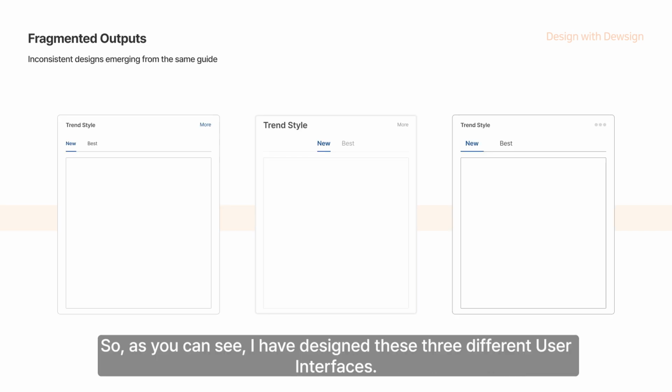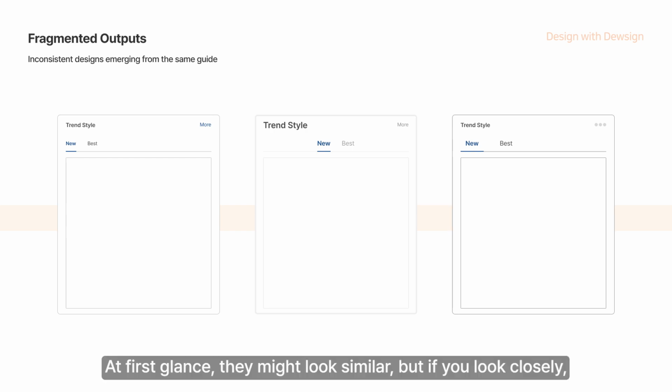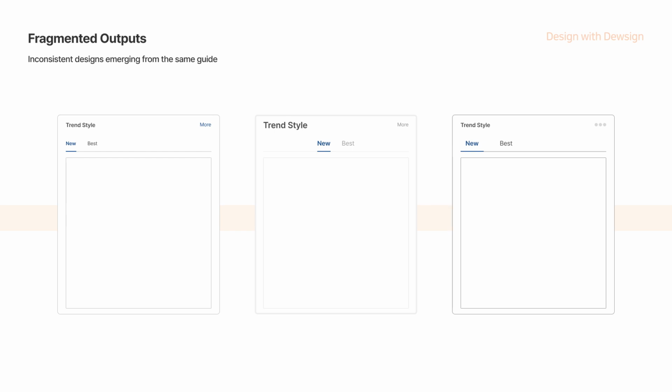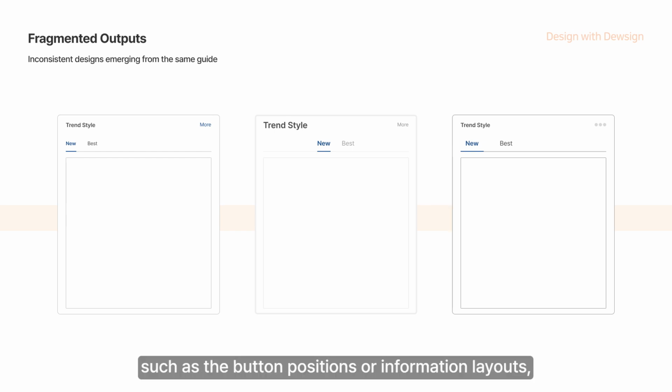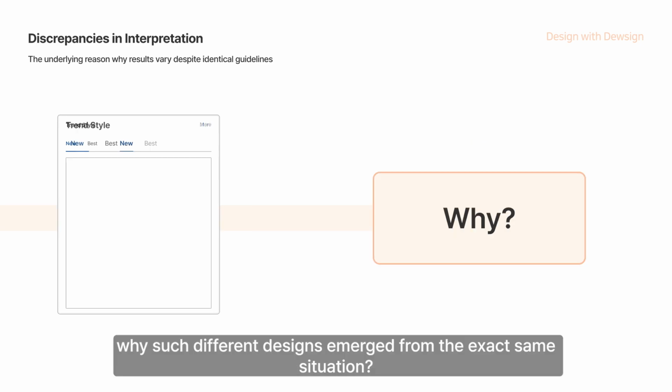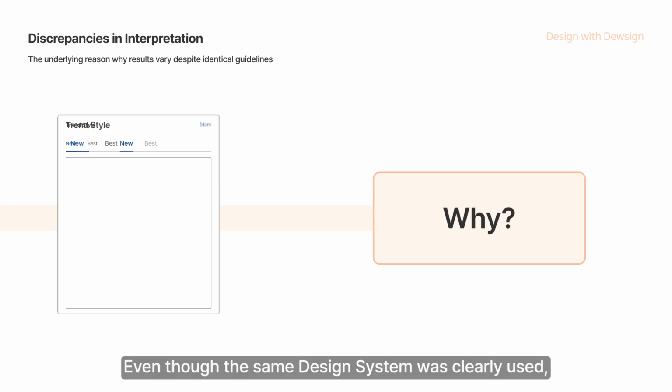So, as you can see, I have designed these 3 different user interfaces. At first glance, they might look similar, but if you look closely, you will notice that the designs, such as the button positions or information layouts, are slightly different from one another. What could be the reason why such different designs emerged from the exact same situation? Even though the same design system was clearly used, I think it would be good for us to think about the real underlying cause of why the final results are turning out so differently.